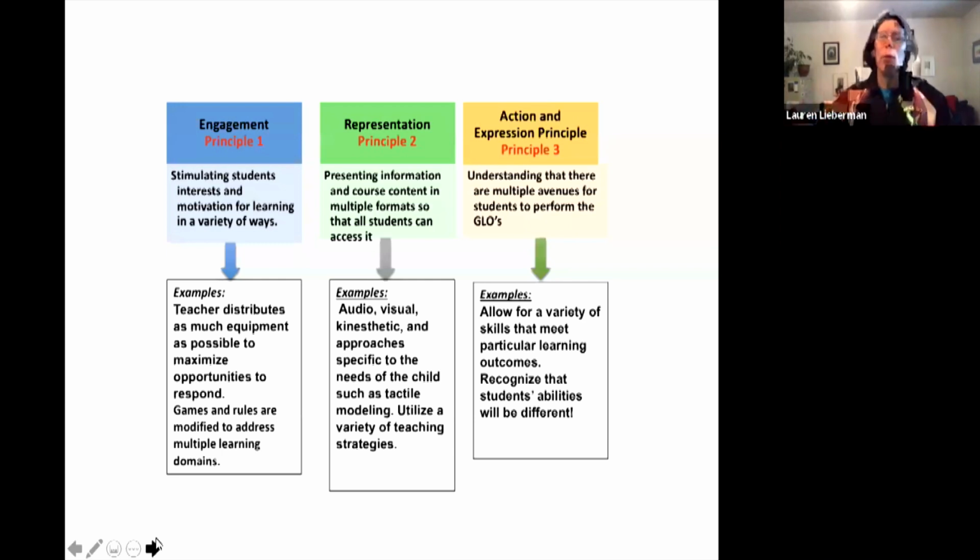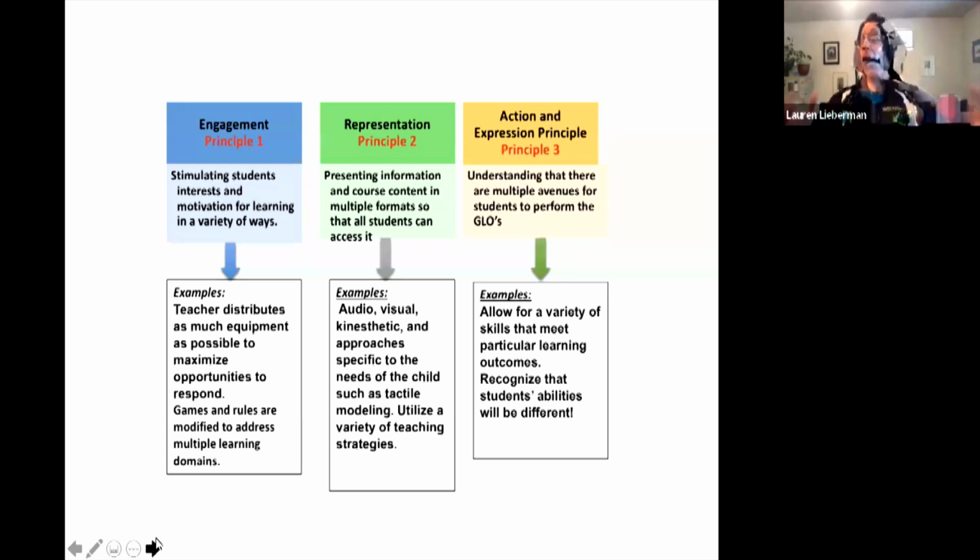And then principle 2 is representation, your instruction. How are you teaching? How do you present information and course content in a variety of ways so that all your students can access it? Auditorily, visually, kinesthetically, and with approaches specific to the needs of the child, such as tactile hands-on learning or peer tutoring. So utilize a variety of teaching strategies so that every child's interest is pulled in.